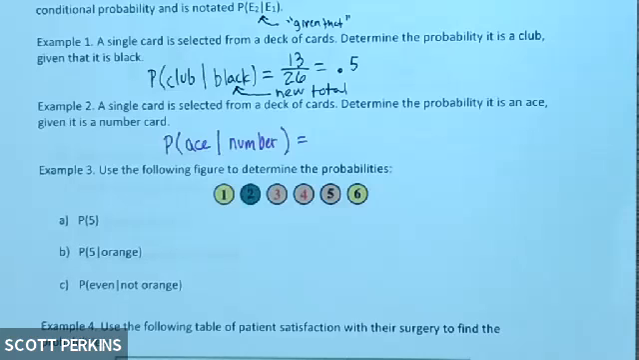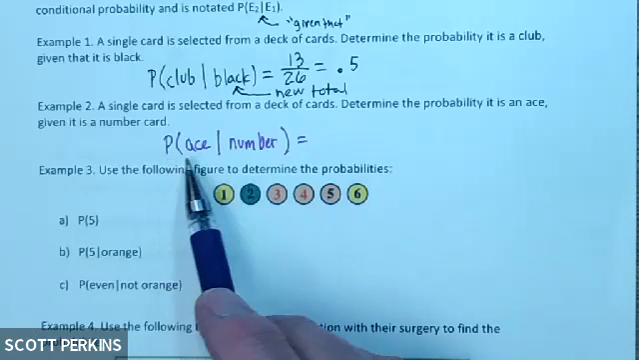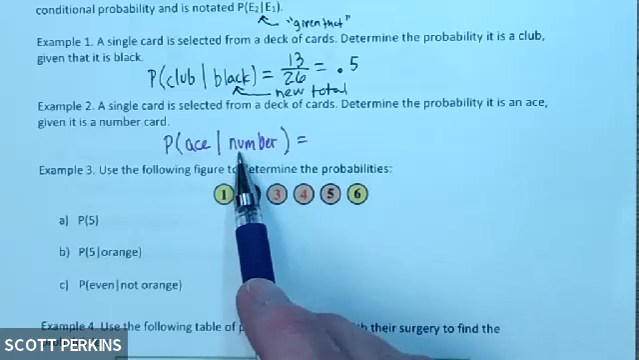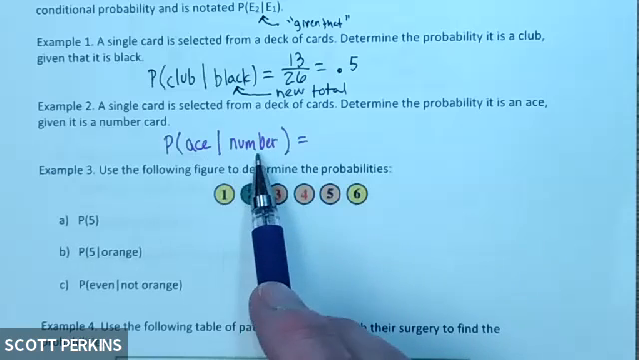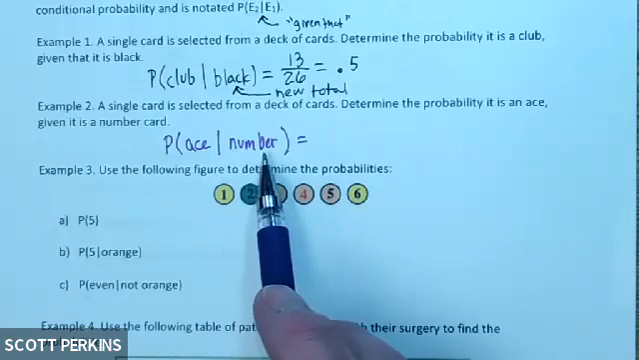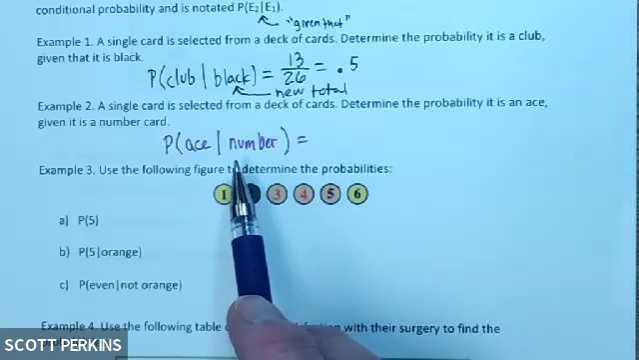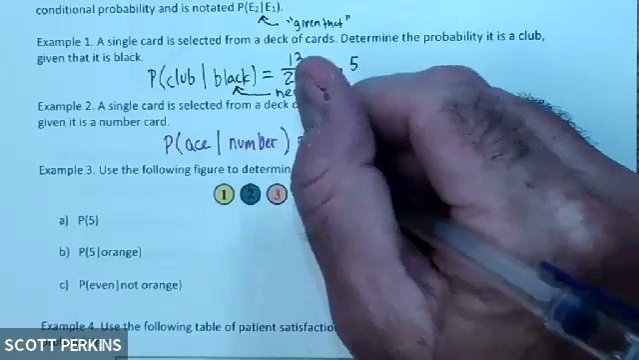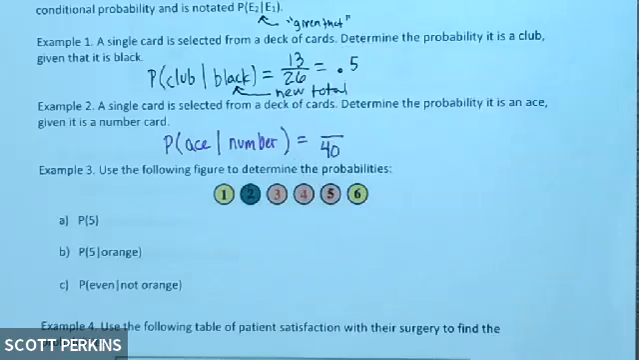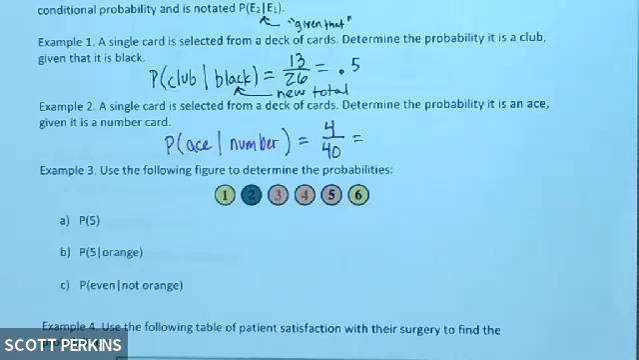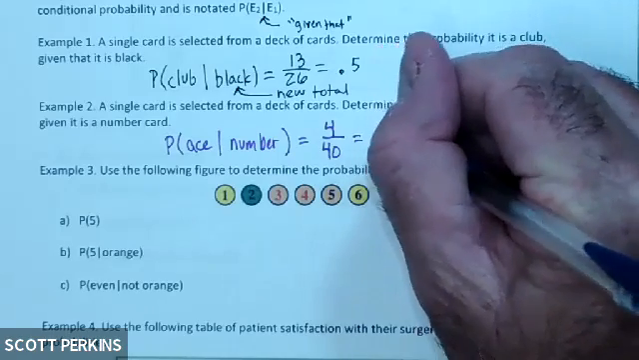Okay, so in my deck of cards, I'm trying to find the probability of an ace, given that it is a number card. Well, my number cards now are my total number of outcomes. How many number cards are there in the deck? 40. There's ace through 10. There's 10 cards in each of the 4 suits, so that is 40 cards. Out of those 40 cards, how many of them are aces? 4. So that reduces to 1 out of 10, or in your calculator, 0.10.